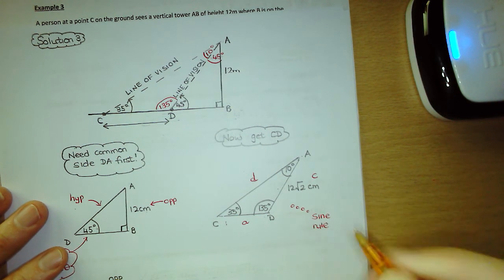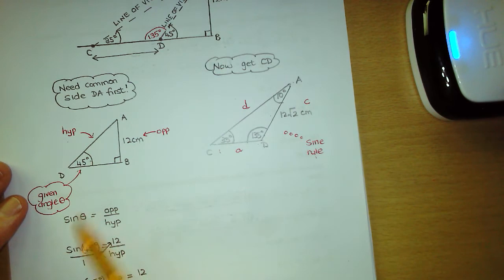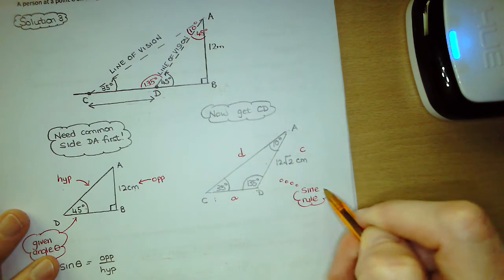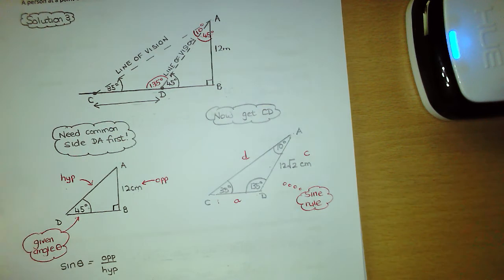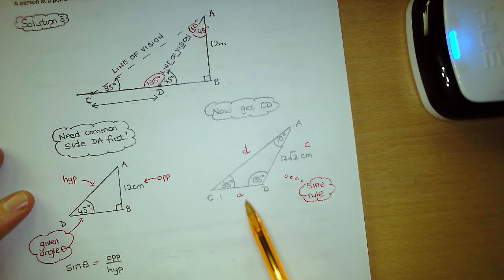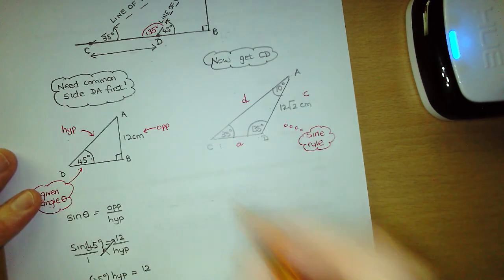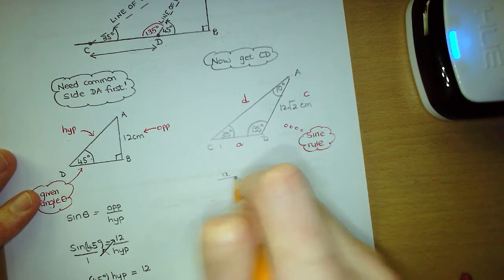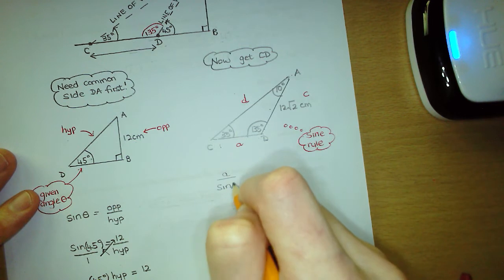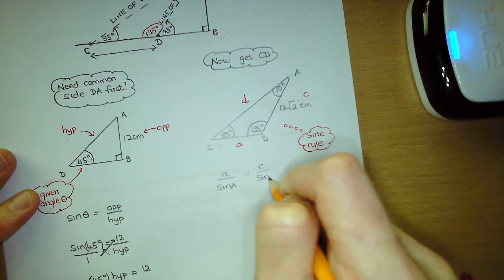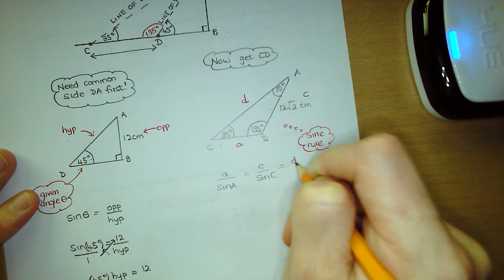Okay, note the difference, sine rule, not sine formula. Sine formula is for right angle triangles. We're using the sine rule for non-right angle triangles. So we're going to write the sine rule down in terms of the letters A, C and D. So we're going to get a over sine A equals c over sine C, and that's equal to d over sine D.